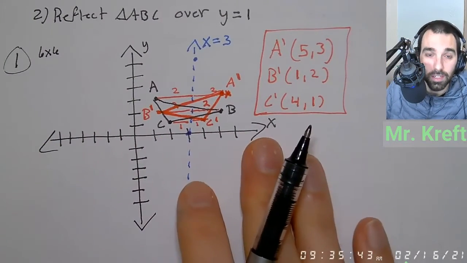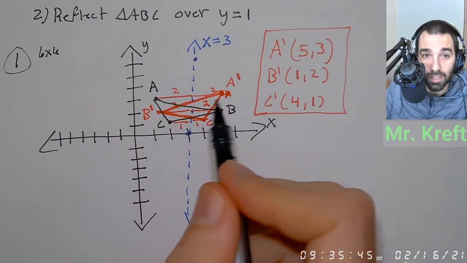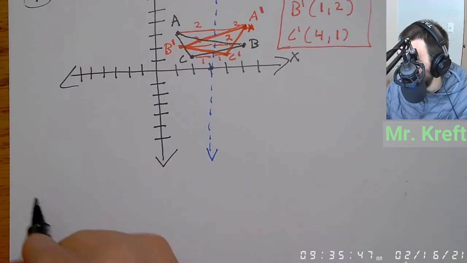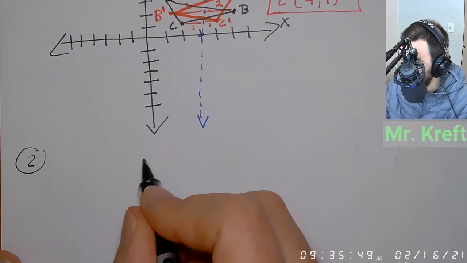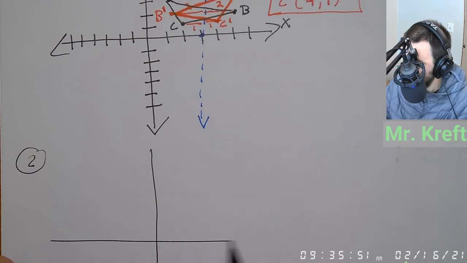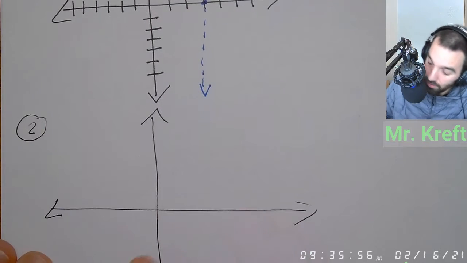Okay, so this was an example of a reflection over a vertical line. So now we're going to do the exact same thing, but with a horizontal line.